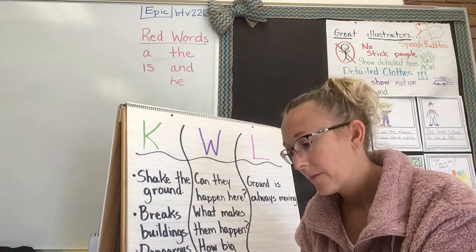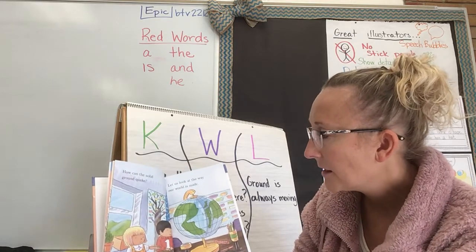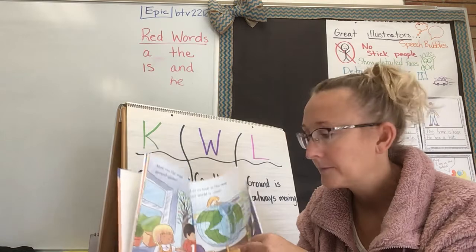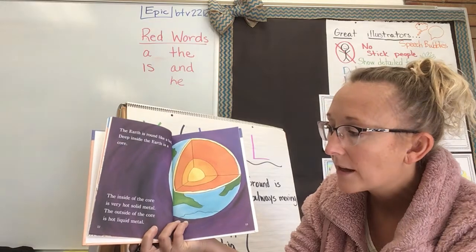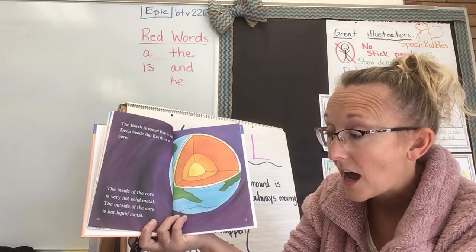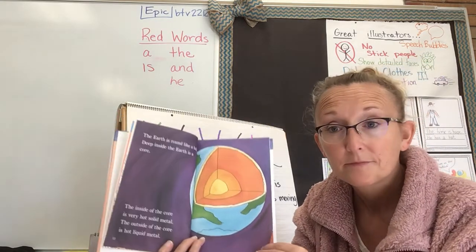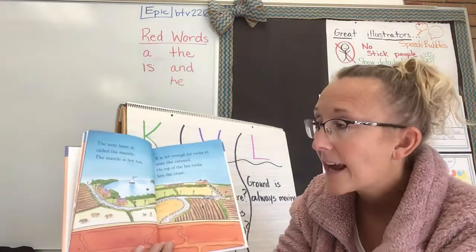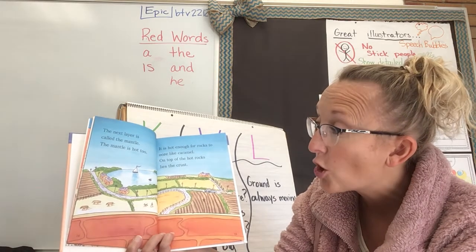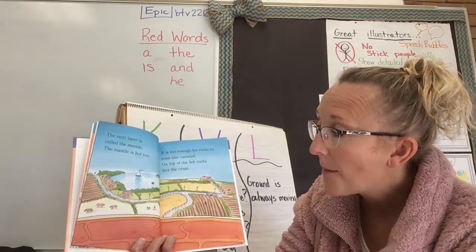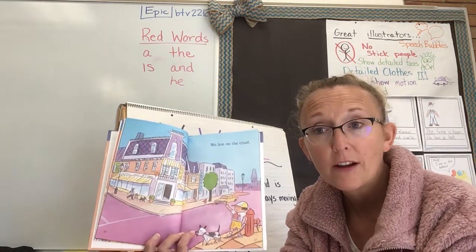Okay, let's keep going. How can the solid ground quake? Let us look at the way our world is made. The earth is round like a ball. Deep inside the earth is a core. The inside of the core is very hot, solid metal. The outside of the core is hot, liquid metal. The next layer is called the mantle. The mantle is hot too. It is hot enough for rocks to ooze like caramel. On top of the hot rocks lies the crust. We live on the crust.